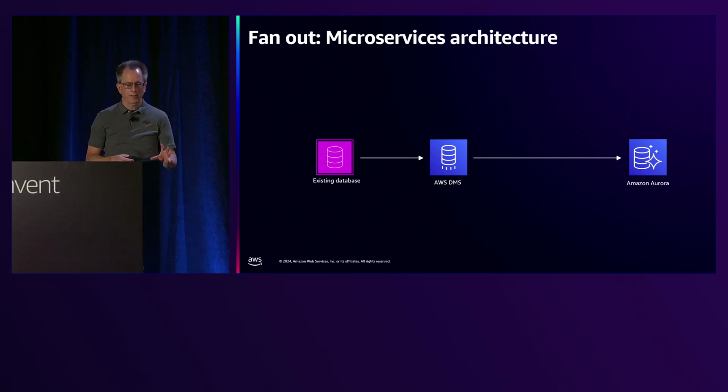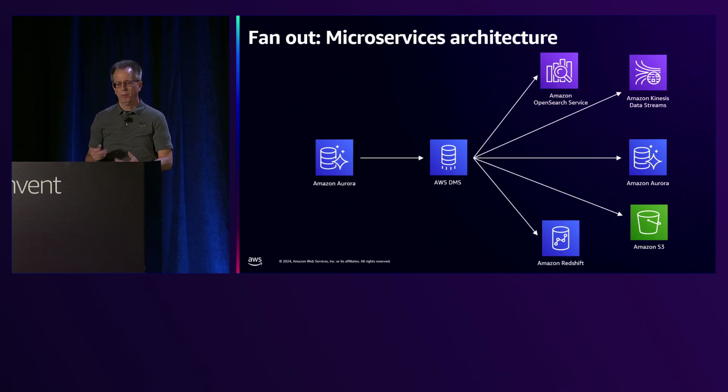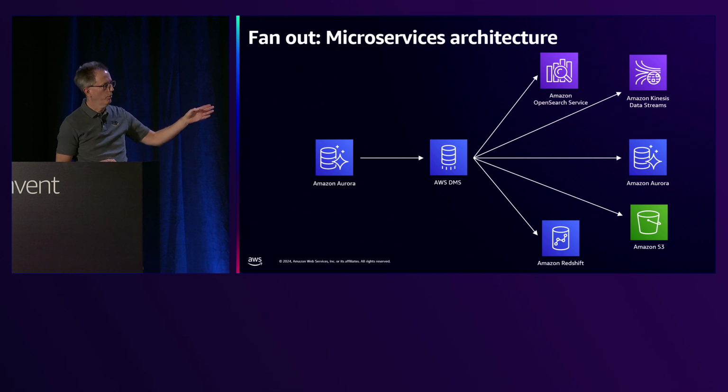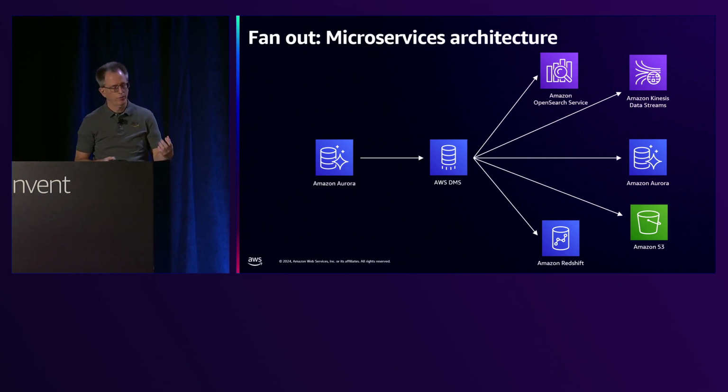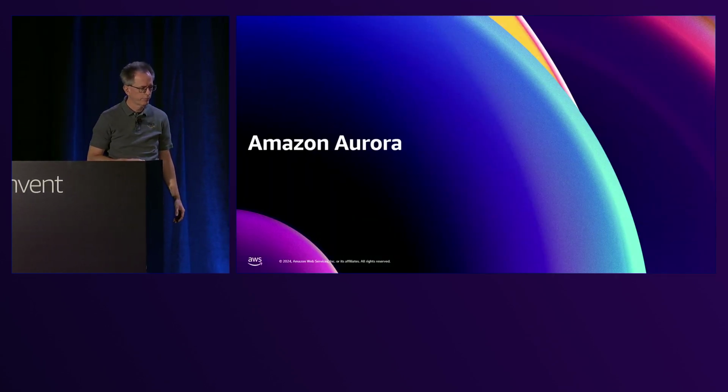Now, that's not the end of the story, though, for using DMS. You can use it as part of your microservice architecture. You can actually fan out data. Now that you're running on Aurora, it can replicate through DMS. You can replicate to other Aurora databases or various services that we have, or things of your own, right? Other applications. So this is really a way to not have tight coupling between your systems. So it's another very useful tool in the journey.